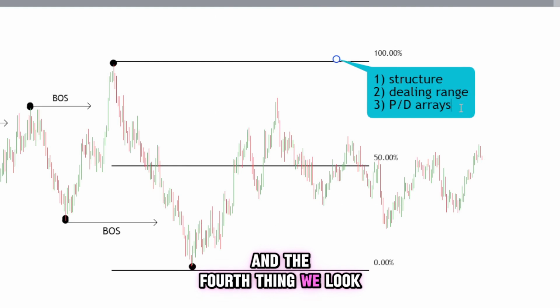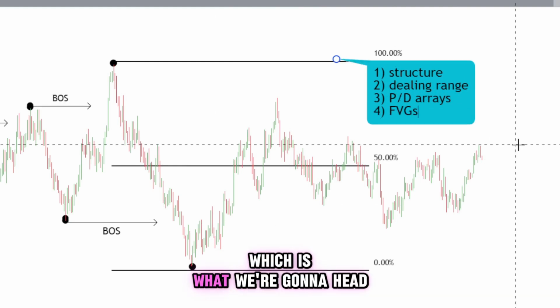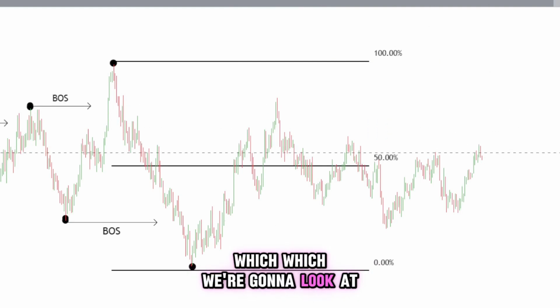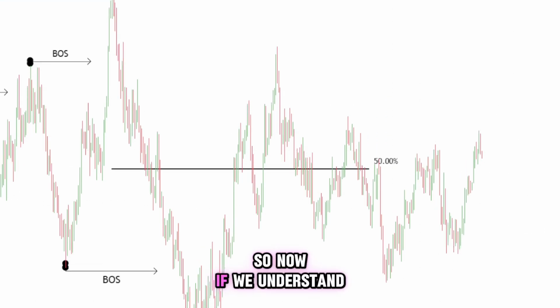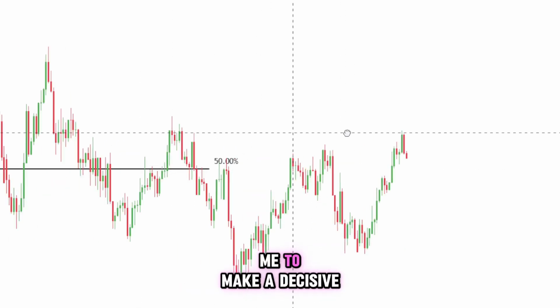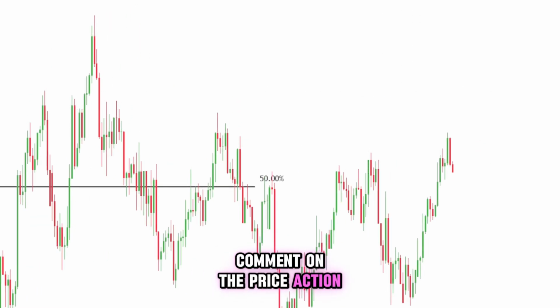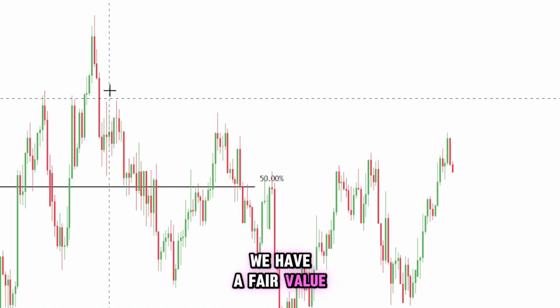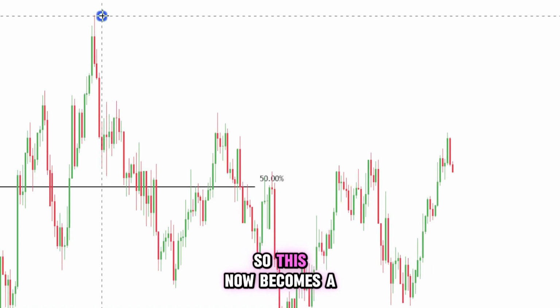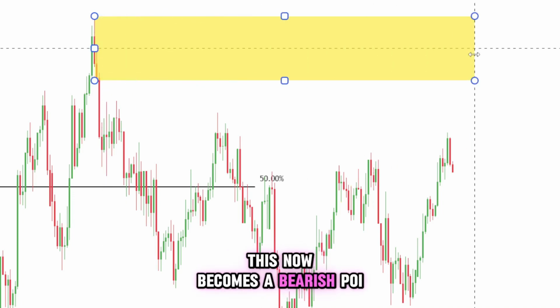And the fourth thing we look at is the inefficiencies, or the fair value gaps, which is what we're going to look at now. If we understand we're pretty close to the equilibrium, it's quite hard for me to make a decisive comment on the price action I think is going to happen next week. But we have a fair value gap just over here in this region. So this now becomes a bearish point of interest, a bearish POI.